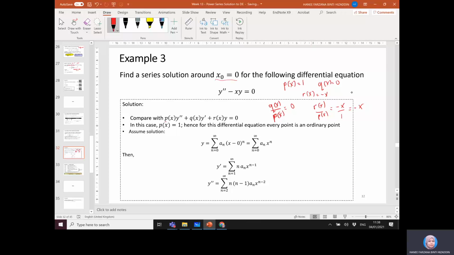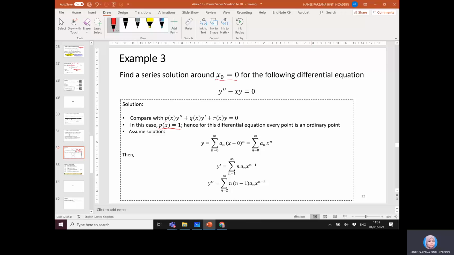So both ratios here are analytic at x equals x naught. Or in this case, you can see that straight away, since P of x equals 1. So for this differential equation, any point is an ordinary point, including x naught equals 0 in this case. Because given any point, it would be analytic, i.e. it would be defined. It can have a Taylor series solution around x equals anything.